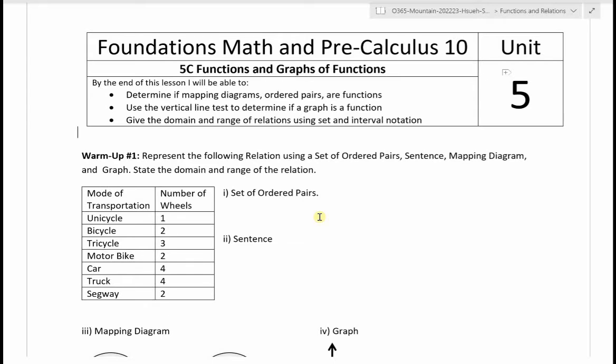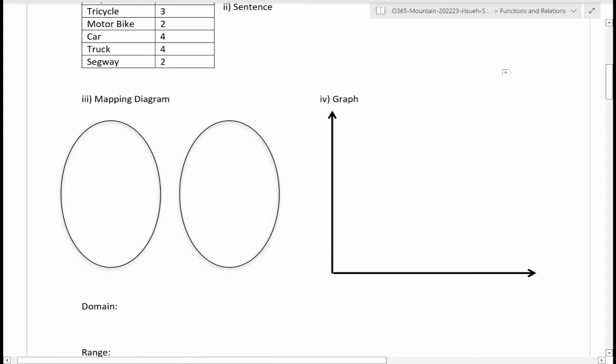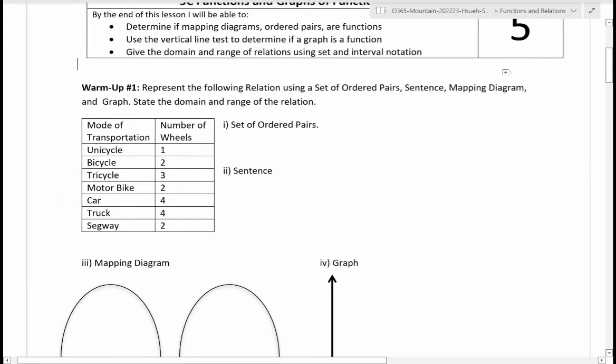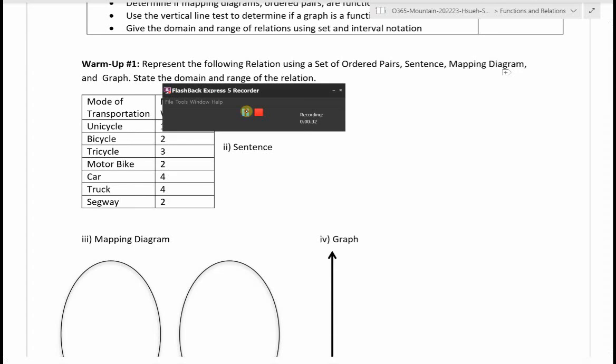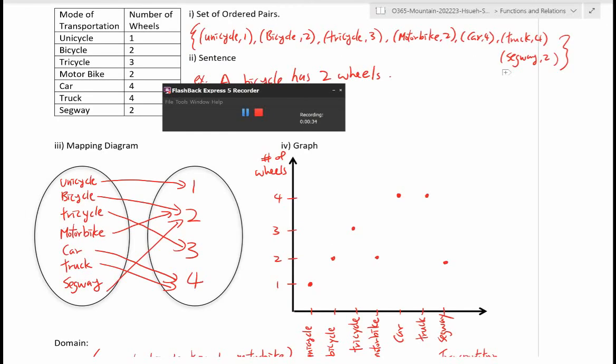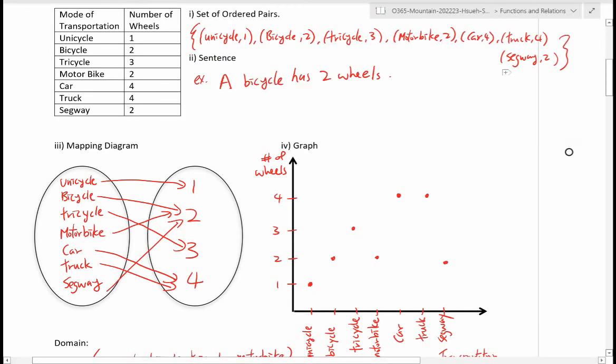Okay, I will give you time to finish the first page and I'll just quickly show you the answer in a bit. Okay, so here are the answers. Please make sure you did it right.